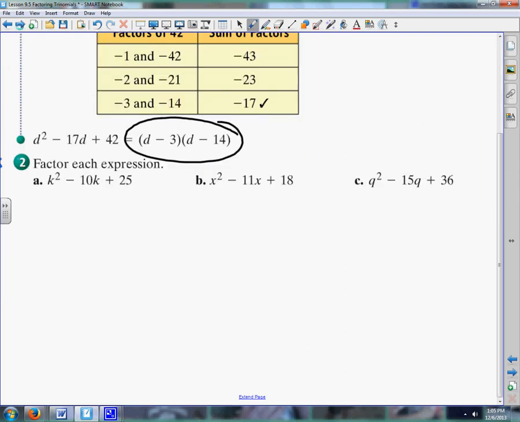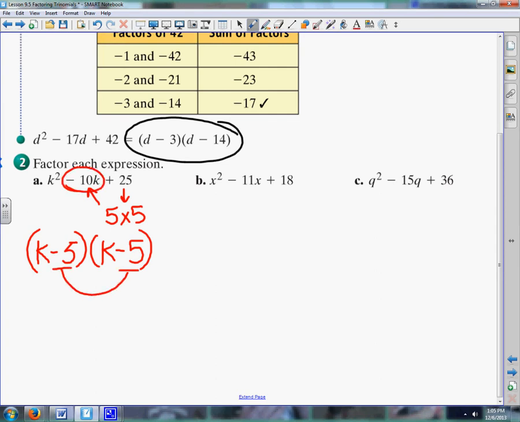So if I show you how to do, okay, so you're going to do A. So I'm going to look for 25. Well, I'm going to look right away, and I know that it's 5 times 5 because 5 plus 5 is 10. So I know my answer is going to be k minus 5 and k minus 5. Two negative signs because minus 5k and minus 5k would get me negative 10k, and then a negative 5 times negative 5 is a positive 25. So try B and C.